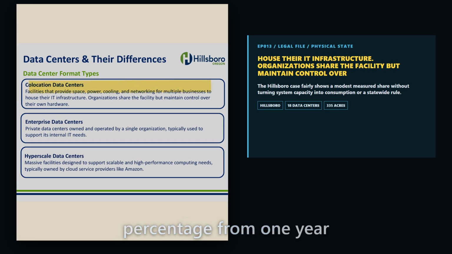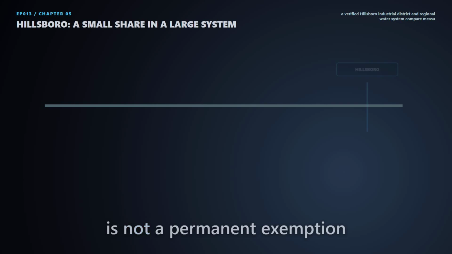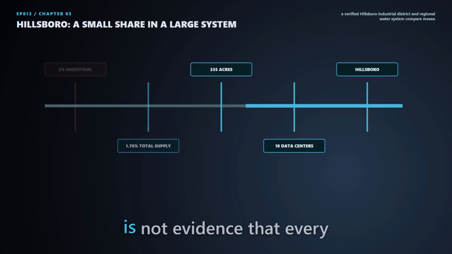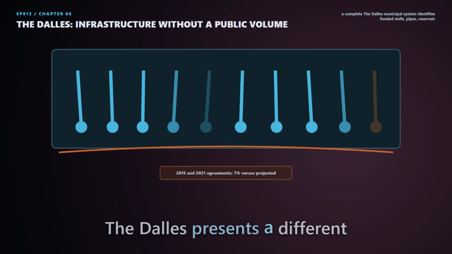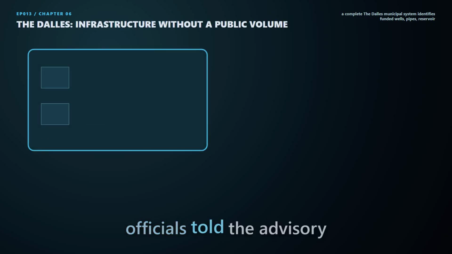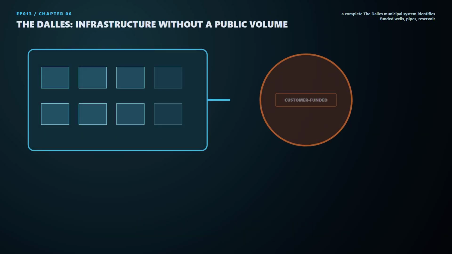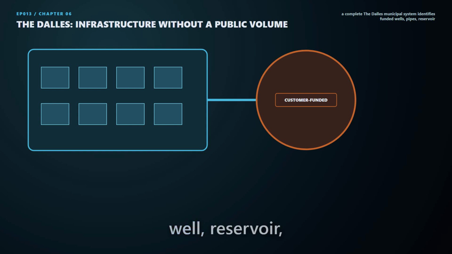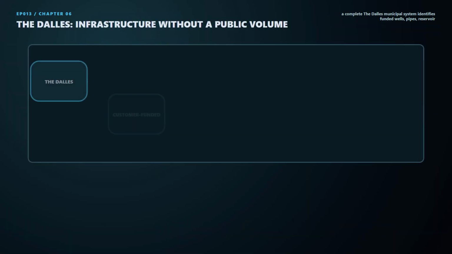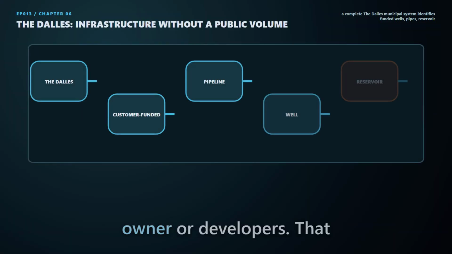A percentage from 1 year is useful evidence. It is not a permanent exemption from scrutiny, and it is not evidence that every Oregon city has the same margin. The Dalles presents a different model. Municipal officials told the advisory committee that agreements in 2015 and 2021 placed specified pipeline, well, reservoir, pump station, and distribution upgrades on the data center owner or developers.